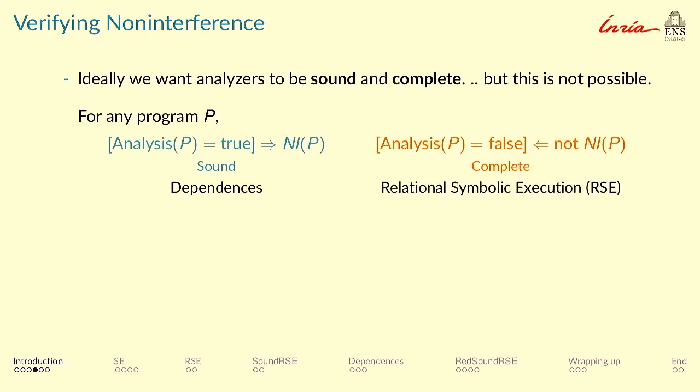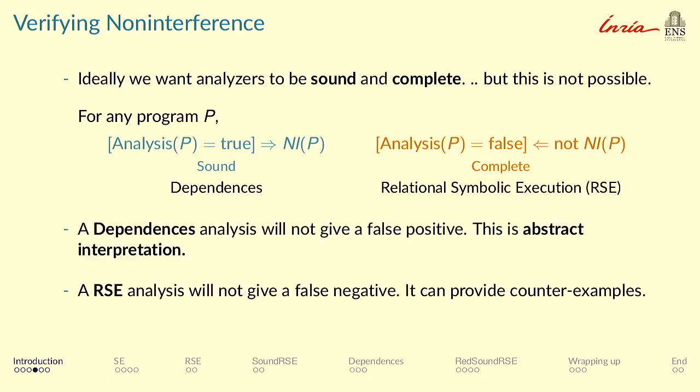And then we also want to talk about relational symbolic execution, which is usually complete, can be made sound, and we're going to do it, but usually we assume that it's not sound, just complete. And dependencies analysis, basically because it is sound, will not give us a false positive. Meanwhile, the relational symbolic execution analysis will not give us a false negative. And actually, because symbolic execution is based on SMT solvers, being complete, it can give us counterexamples. So it can give us actual memories that we can execute to see the problem happening, like to see the violation of a property.